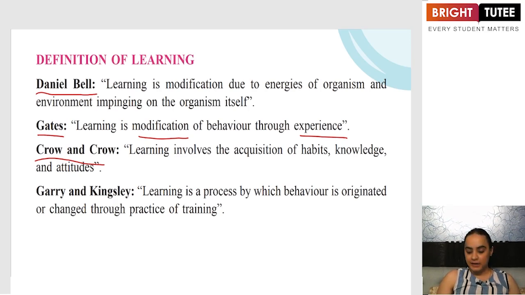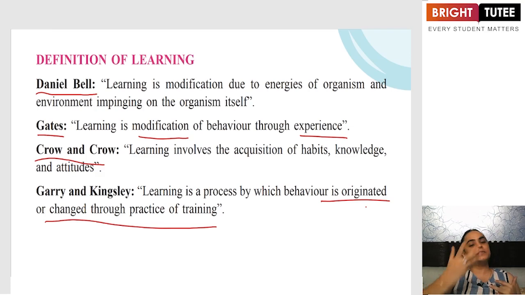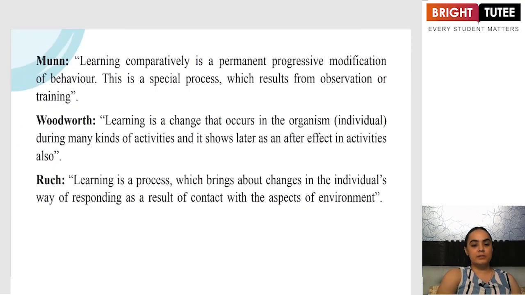Gary and Kingsley defined learning as a process by which behavior is originated or changed through the practice of training. So when, by being trained, either a person develops a new behavior altogether, or brings about a change in one's behavior, that is again a part of learning. The next definition of learning is given by Moon. According to this psychologist, learning comparatively is a permanent progressive modification of behavior.